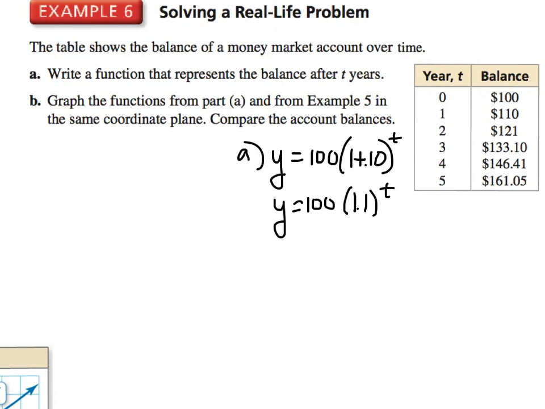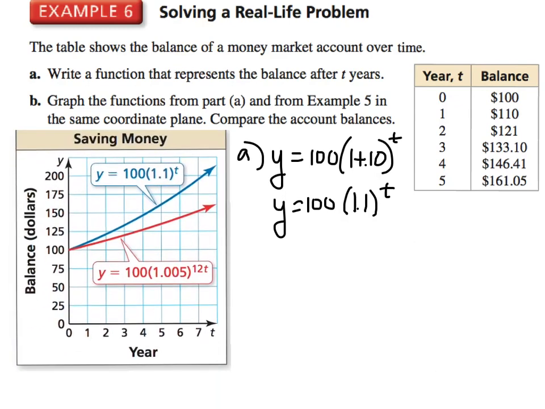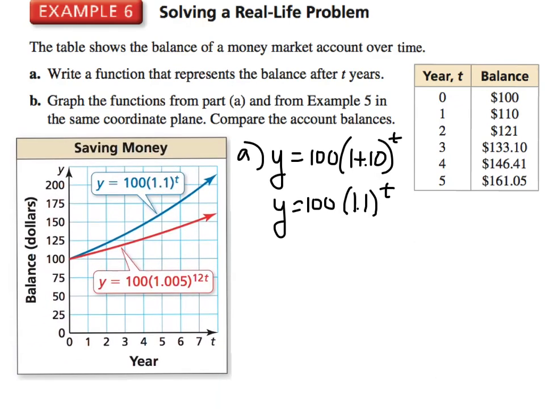That's it. Now it says graph the function. So if I graph it, it's right here. So graph the function from part A, which is right here represented in blue, and from example 5. Well, if we look at example 5, that was 100 times 1.005 to the 12t. And that's right here.